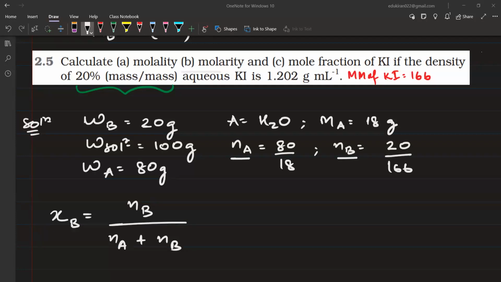You have been to these places, molality, mole fraction, once in theory at least. So you start doing these questions, then only you will understand.